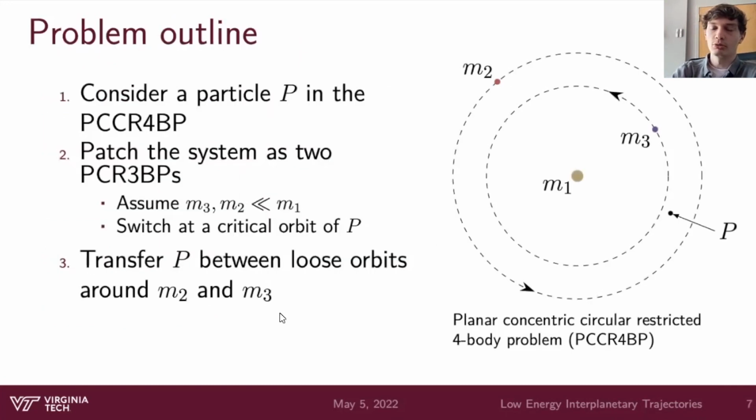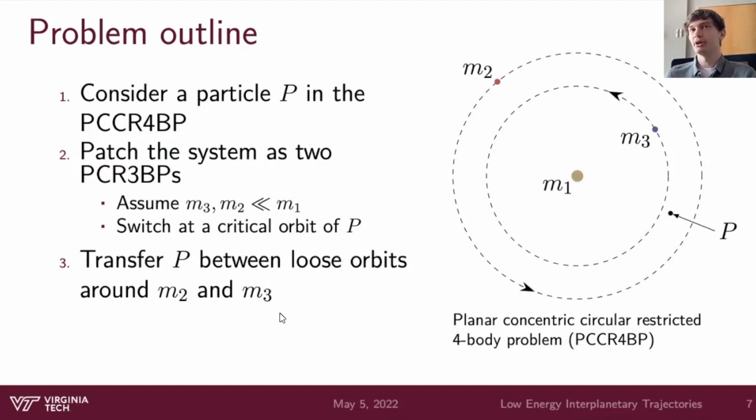So we're ultimately considering the problem of four bodies. They're all gravitationally interacting, and one of them is basically infinitesimal, so it doesn't really affect the orbits of the other three. And the configuration of the other three bodies is such that two of them orbit the central body in concentric circles. This basically forms the planar concentric circular restricted four-body problem.